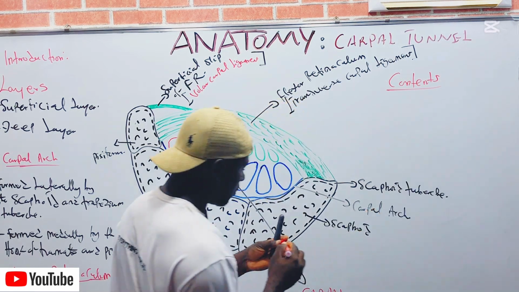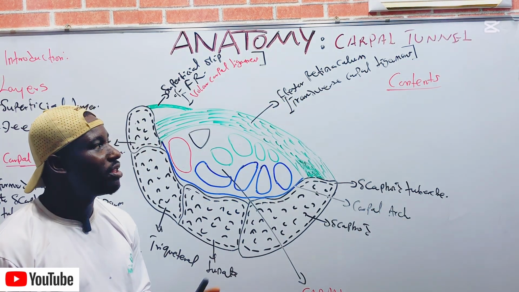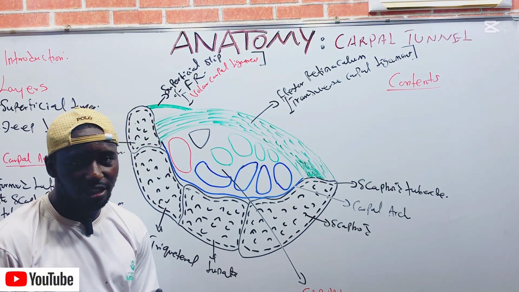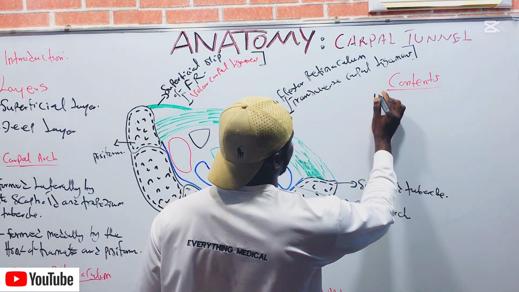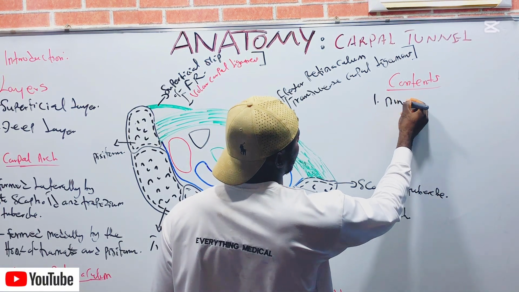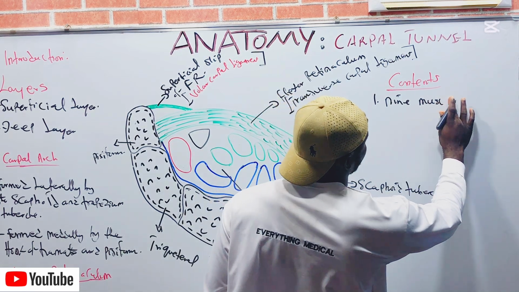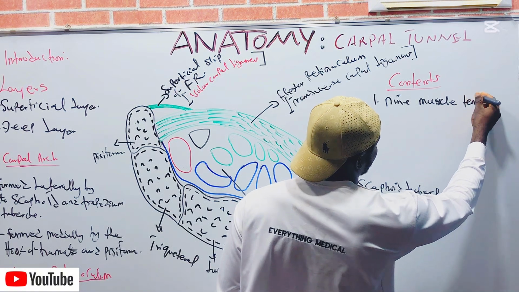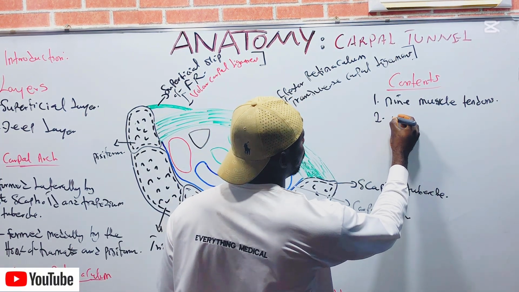What are the contents of the carpal tunnel? Number one is that the carpal tunnel contains 9 muscular tendons. It contains 9 muscle tendons, and number 2 is the median nerve.